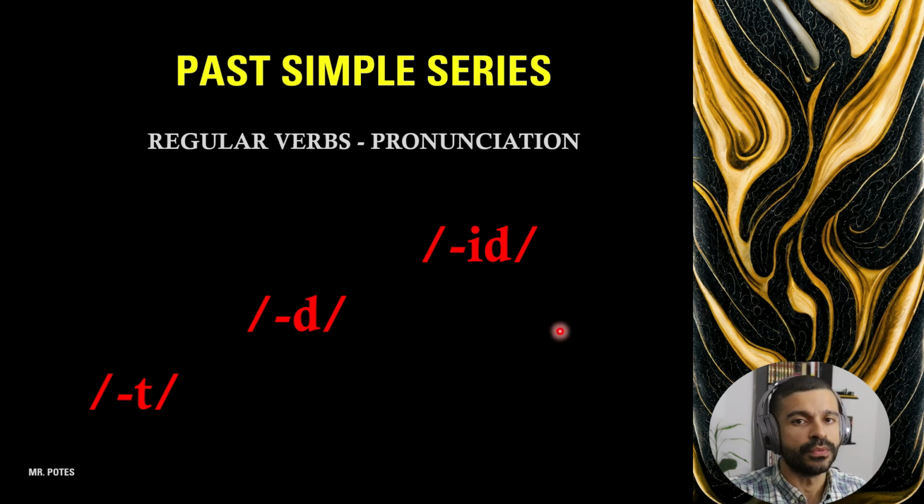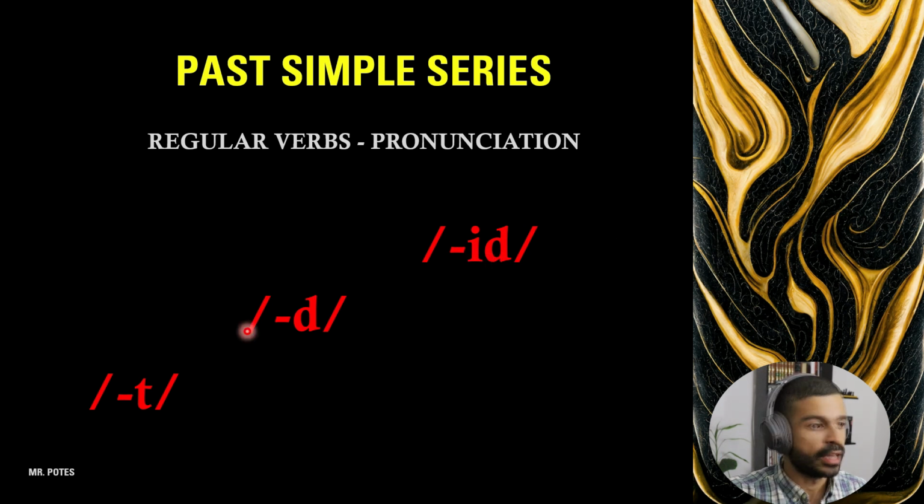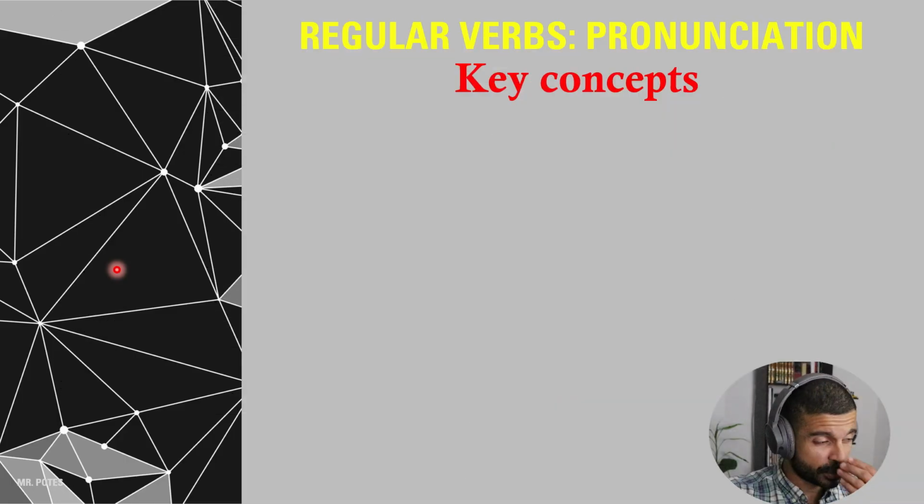So from this point of view, the most relevant rule is this one. Differentiating when we pronounce the id sound, and when we pronounce whether it's a t or a d, it doesn't really matter when we are talking quickly, and it doesn't really matter when all we want is to communicate. So in order to really get how we pronounce verbs, we need to get some key concepts.